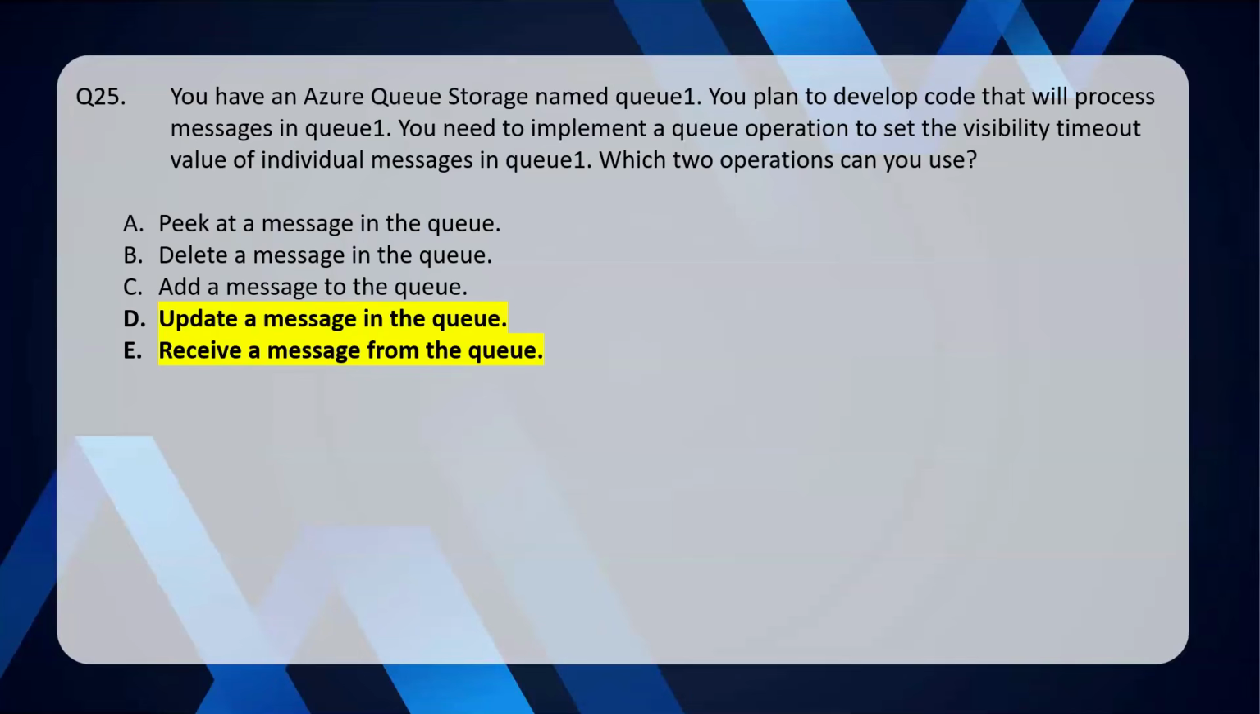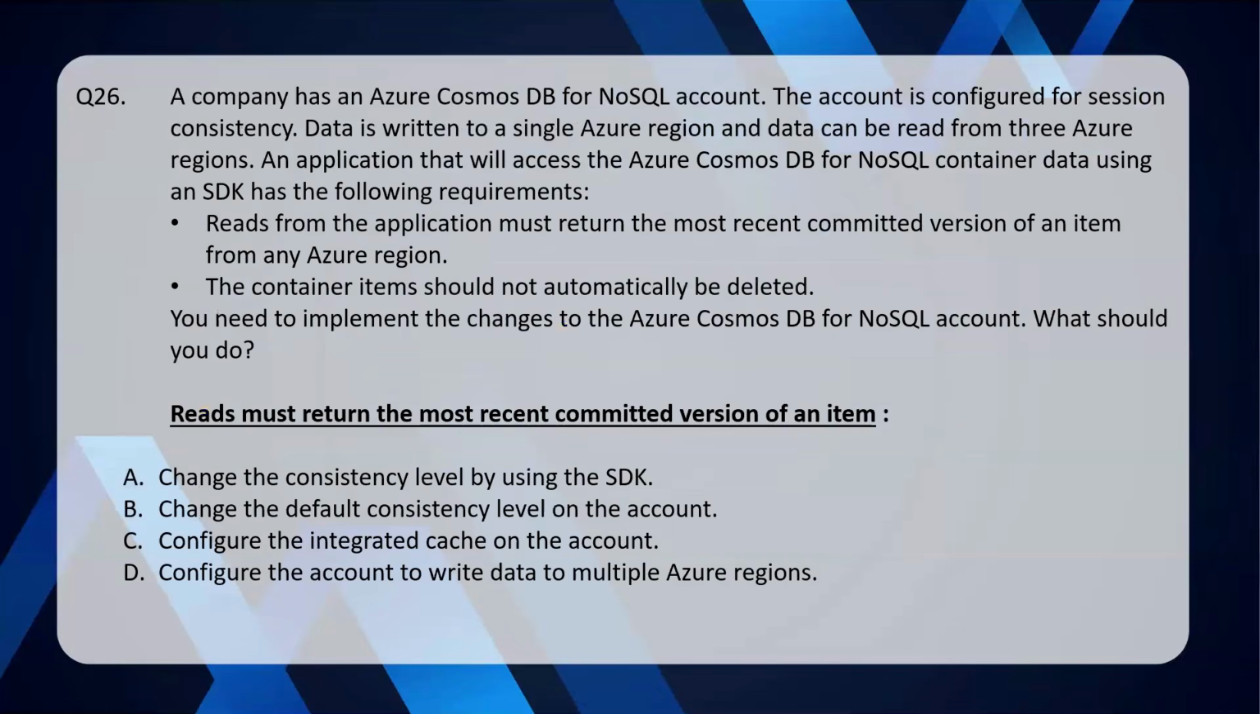Now, after receiving the message, you can update its visibility timeout using the update message operation. This is useful if your processing is taking longer and you want to extend the invisibility period. Next question. A company has an Azure Cosmos DB for NoSQL account.